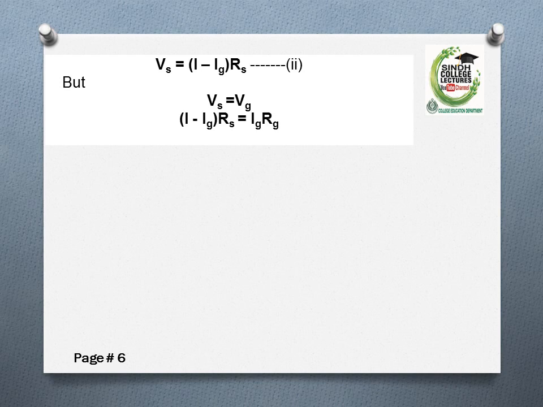But the potential difference across the shunt and galvanometer is same, so Vs equals Vg. Now if you equate the value of Vs, which is (I minus Ig) into Rs, to the value of Vg, which is Ig into Rg, then from this equation Rs will be equal to Ig over (I minus Ig) into Rg, which is our required equation for an ammeter.